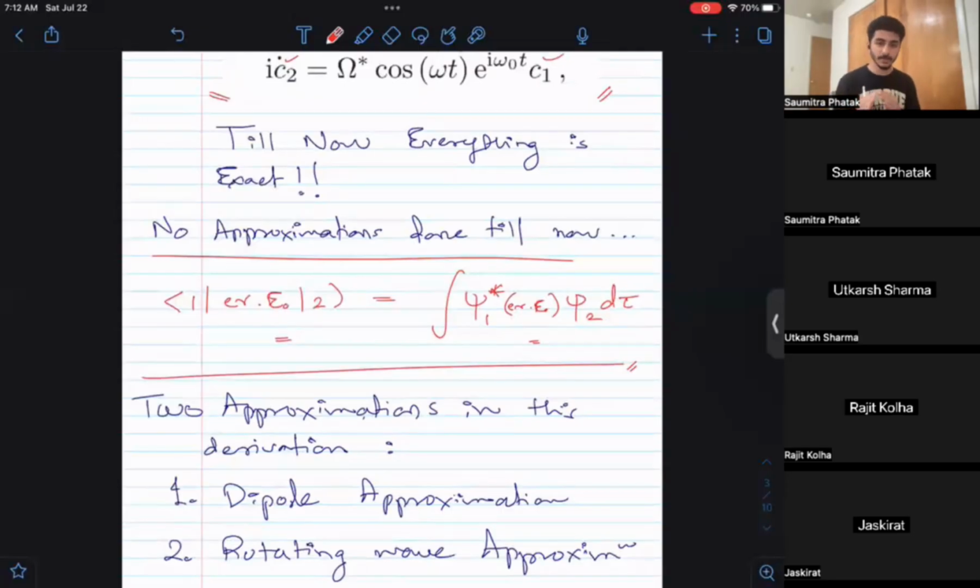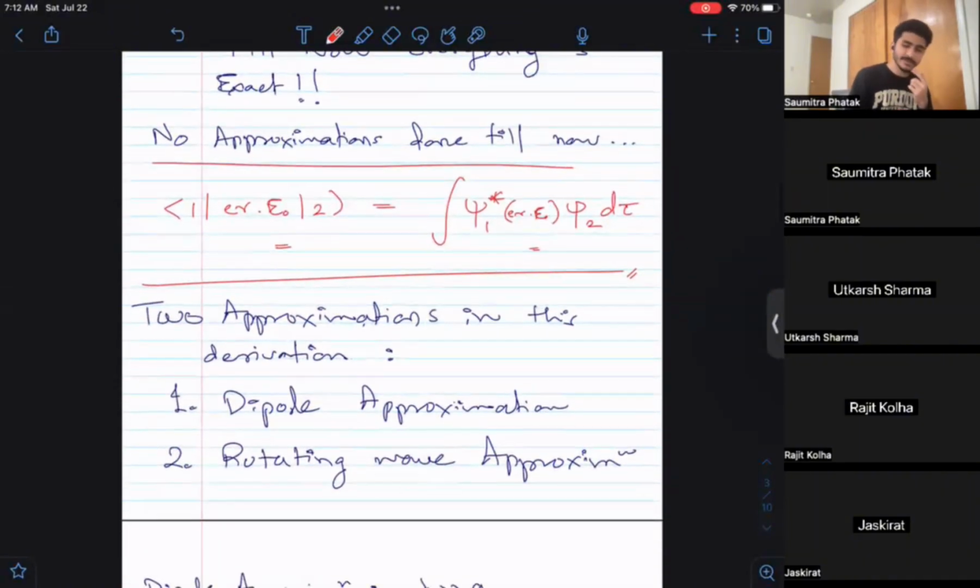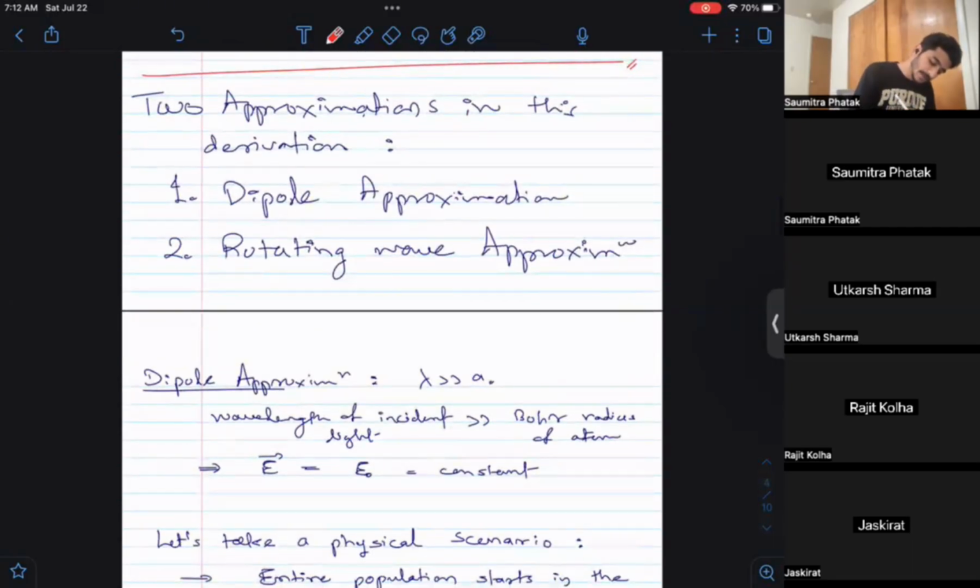Now we are going to make the first approximation, which is the dipole approximation. So what does dipole approximation mean? Since we have an atom and the laser is interacting with that atom, the incoming light will have a certain frequency. Once you have a certain frequency, you can also determine the wavelength for that frequency by c is equal to n lambda. So once we know the frequency, we can find the wavelength for that frequency.